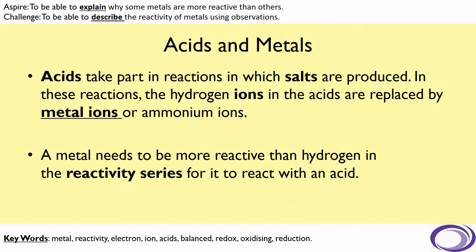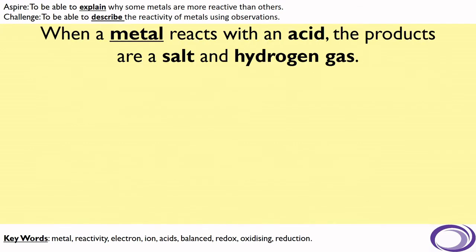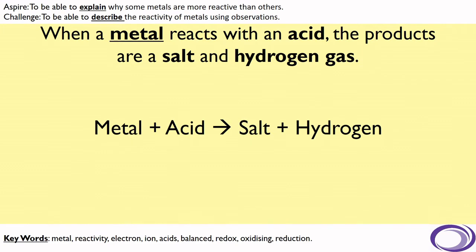Acids take part in reactions in which salts are produced. In those reactions, the hydrogen ions in the acids are replaced by metal ions or ammonium ions. The metal needs to be more reactive than hydrogen in the reactivity series for it to react with an acid. When a metal reacts with an acid, the products are a salt and hydrogen gas. And here's the general word equation for that reaction.